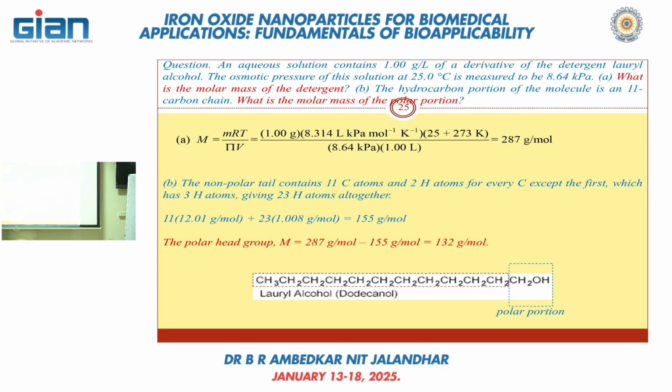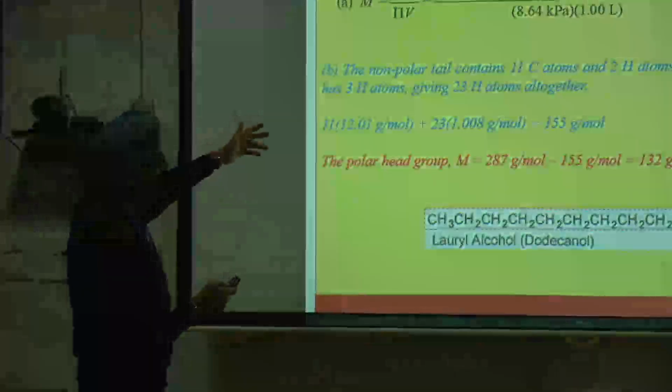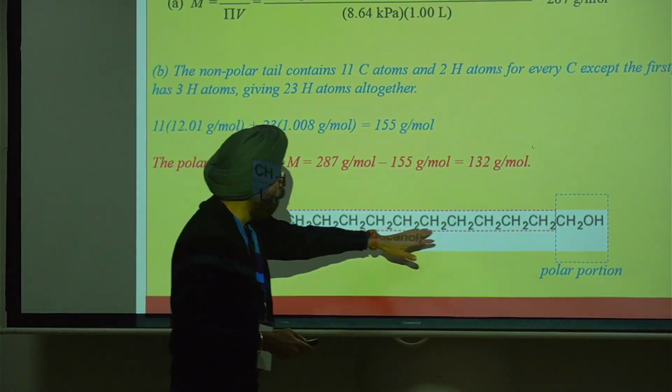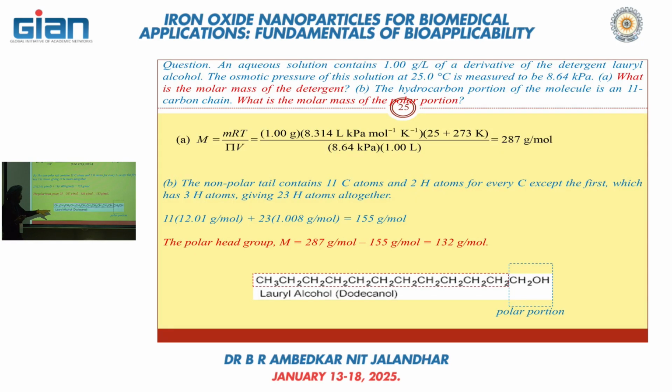Okay, so here what we are going to do: the formula mass of the solute is 287. It is asking you to calculate the formula mass of the polar part. This is the molecular structure of the dodecyl alcohol, right? It means that this entire molecule has a formula mass of 287. But you know how long the hydrocarbon chain is: C12. You know the formula mass for C12 is 155 gram per mole. You subtract it from the value you calculated.